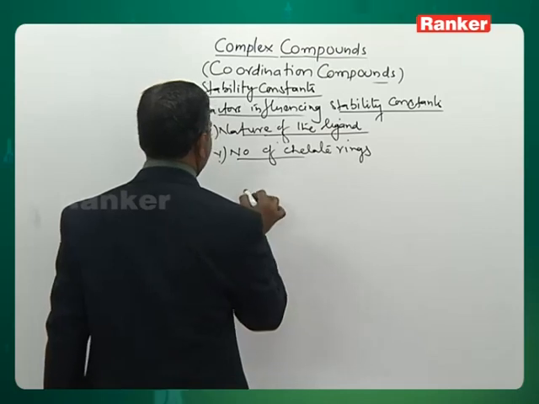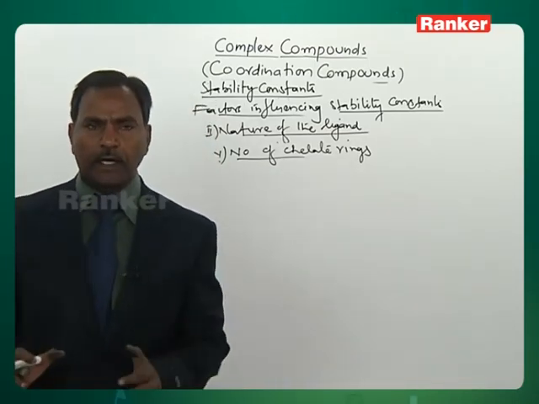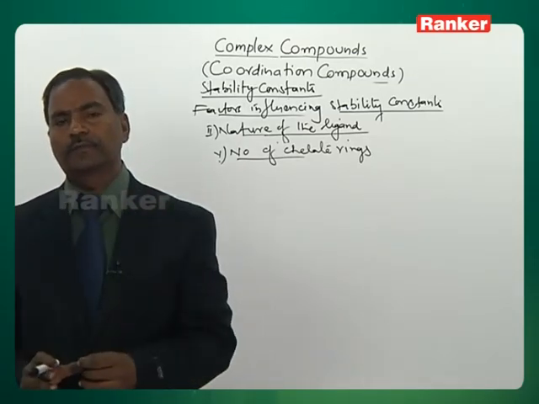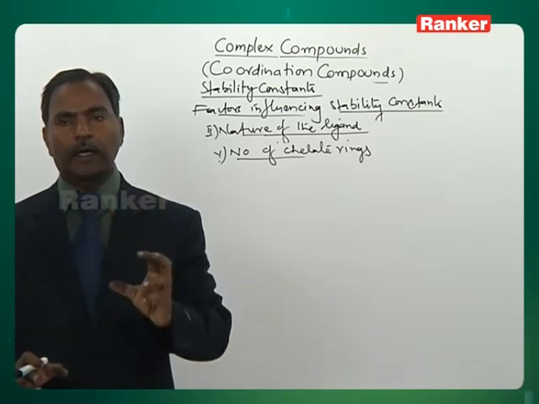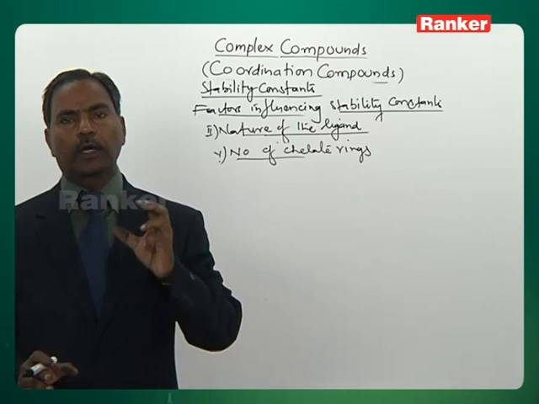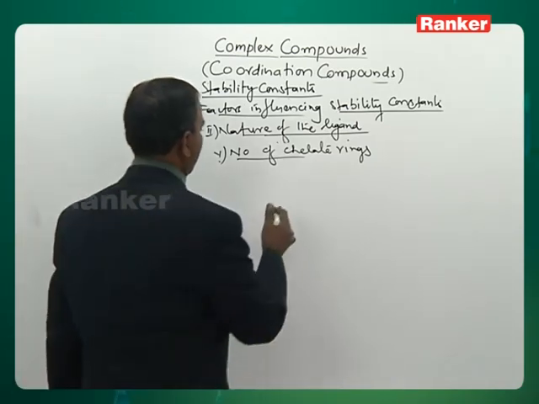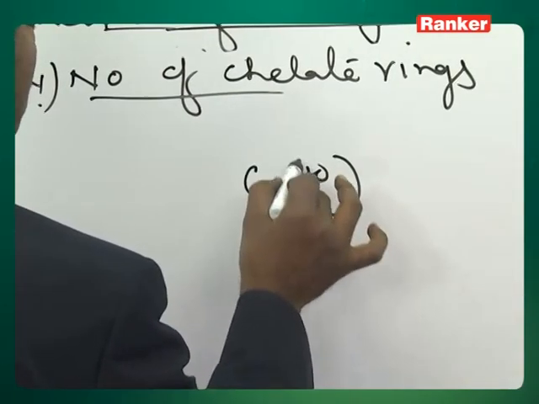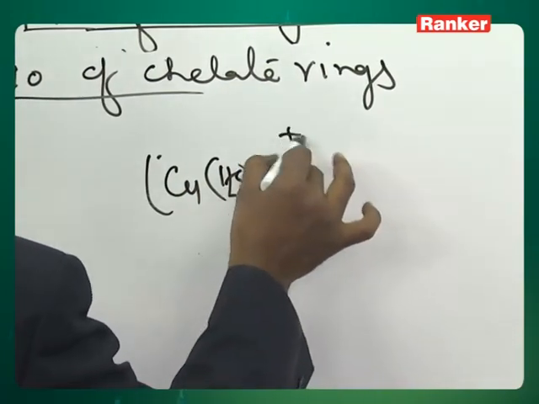Now, suppose any one chelate ligand which is capable of forming more number of chelate rings, that particular complex is found to be highly stable. What I am saying, a chelate ligand which is capable of forming more number of chelate rings is found to be more stable. Let me give an example. Suppose you are talking about [Cu(H2O)4]2+.